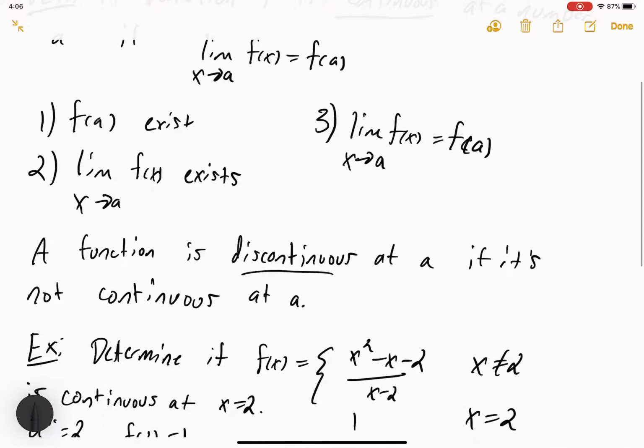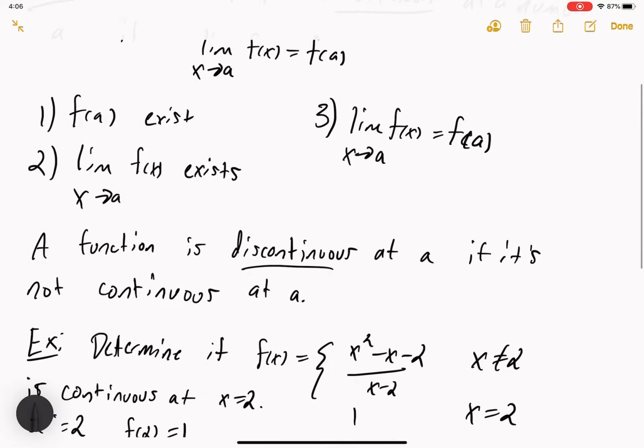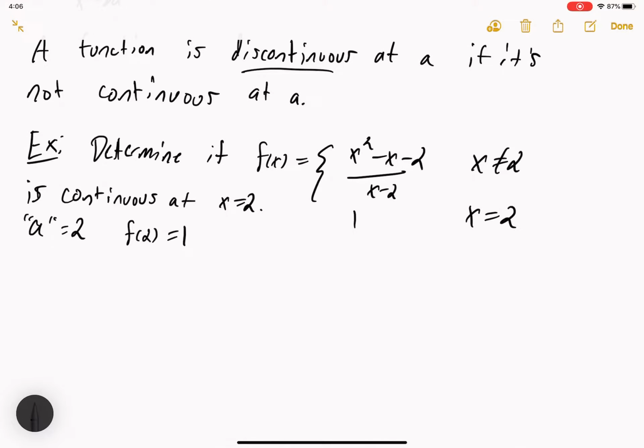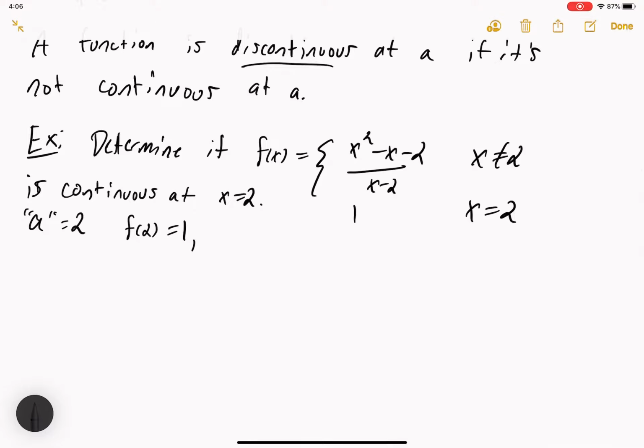The second one is we need that the limit as x goes to a of f of x actually exists. If you remember what I said about polynomials and rational functions, when we plug in, the limit does exist. So in order for it to be continuous, we need the limit as x goes to 2 of f of x to equal 1. Because if it doesn't equal 1, then it's not equal to f of 2.